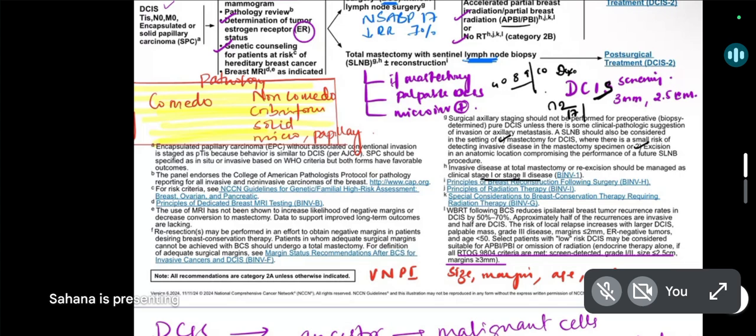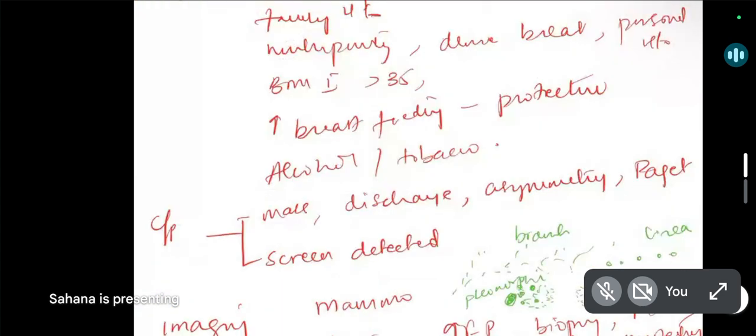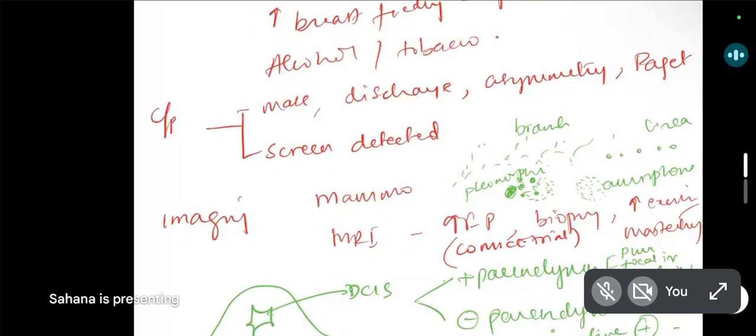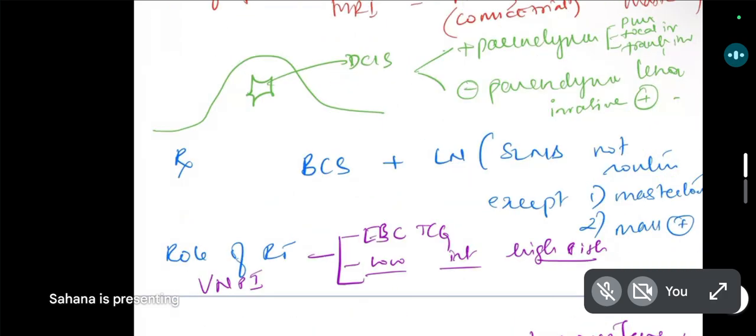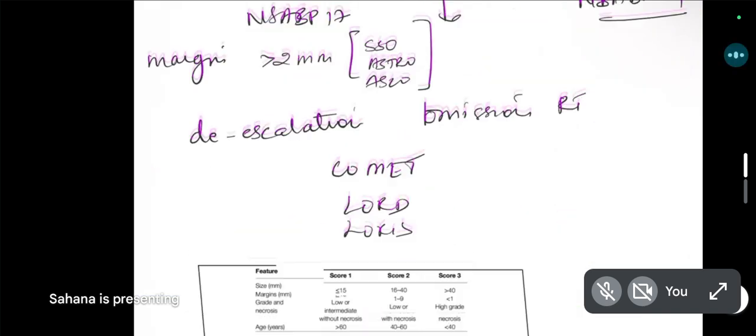It is not indicated except in these two scenarios, where you're subjecting the patient to mastectomy and where there is a mass forming lesion with a high index of invasive carcinoma. Then they devised the Van Nuys prognostic index to categorize these patients depending on the risk of recurrence into low, intermediate, and high. So this is the thing.